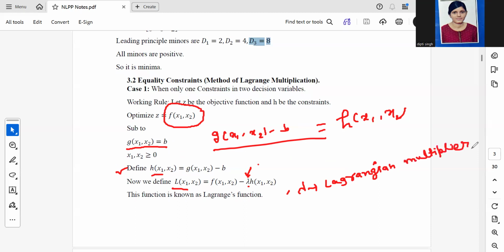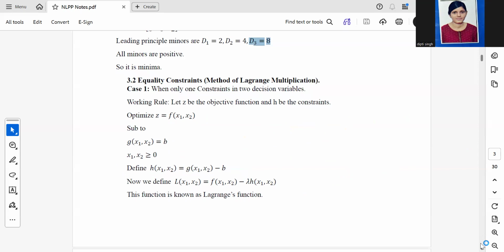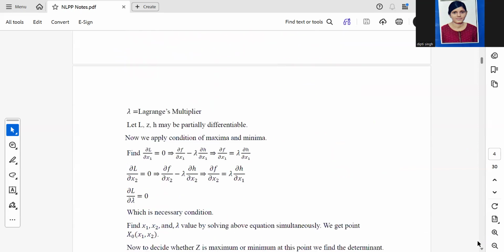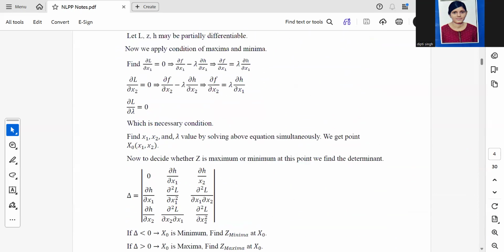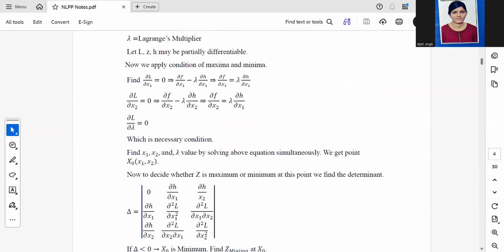So now we move to the next step. Now we check whether it is a maximum or minimum. You can see here L, Z, and H may be partially differentiable. So now we apply the condition for maxima and minima.